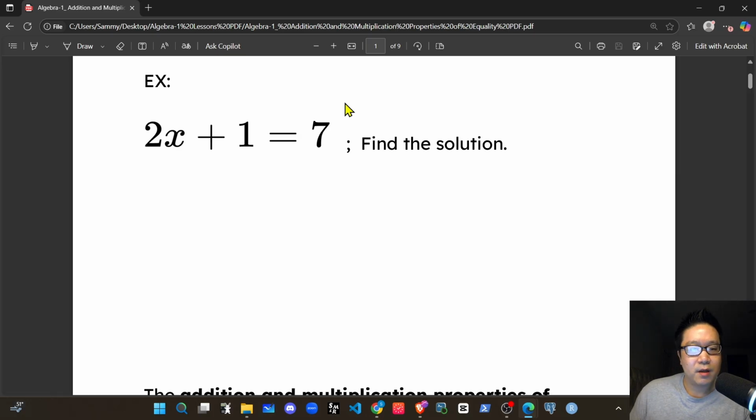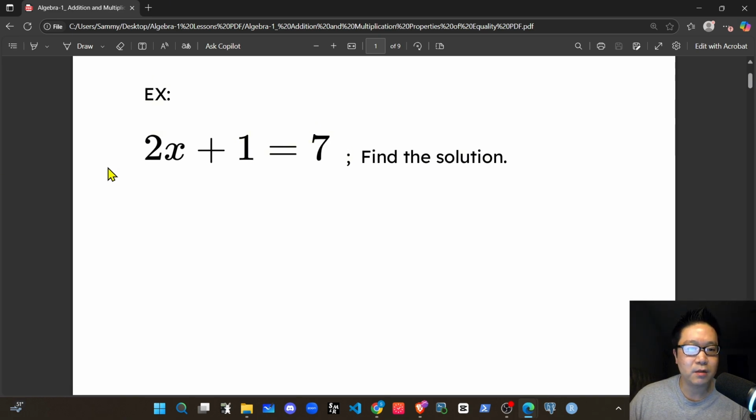So here we have 2x plus 1 equals 7, and it tells us to find the solution. Now, given an equation like this one, what we mean when we talk about the solution of x is the value of x that's going to make the left-hand side equal to the right-hand side, therefore giving us a true equation.